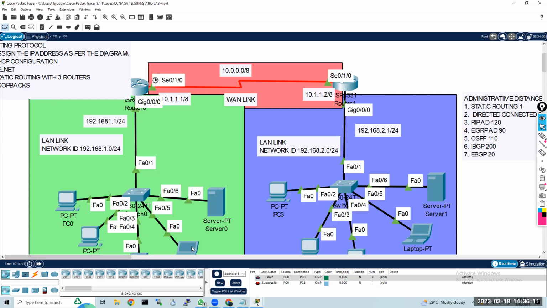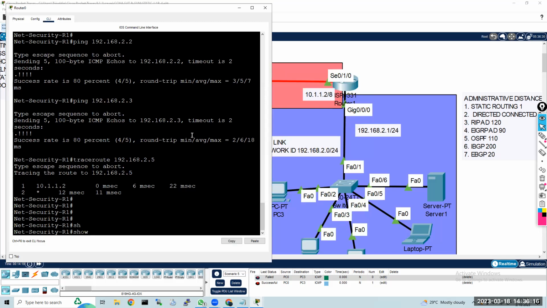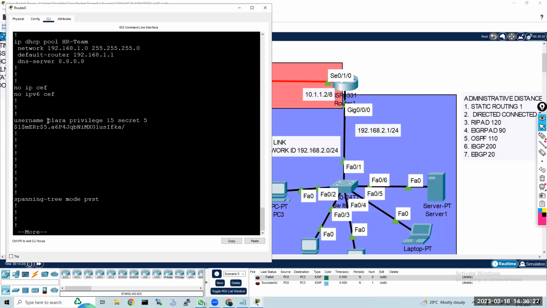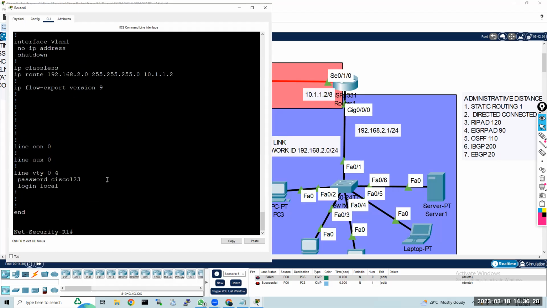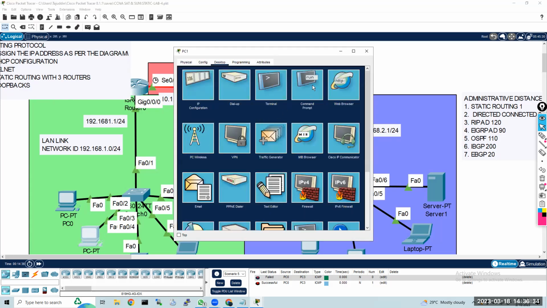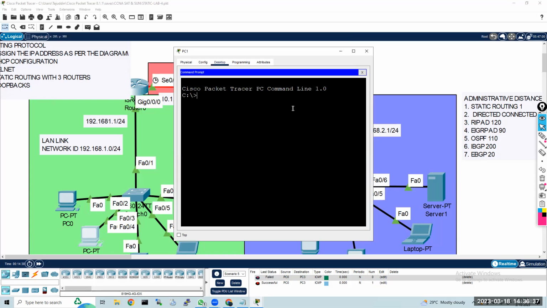Yes. So I think Telnet, I don't know what Telnet we have configured here. Show run. Username Clara. I don't know what the password is. Do you remember, Clara, what is the password? Cisco. Let me check. Go to desktop, command. Telnet 192.168. I think 1.1. Clara, right? Yes. Cisco123. Yes, perfect. Cisco123. Okay.